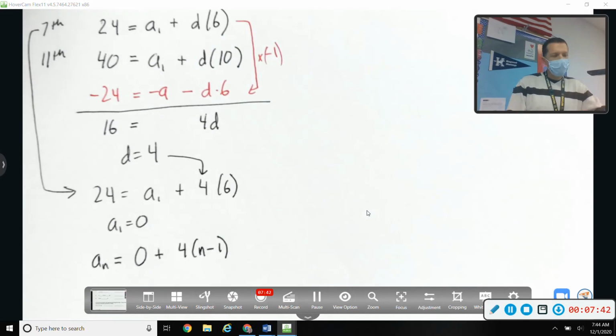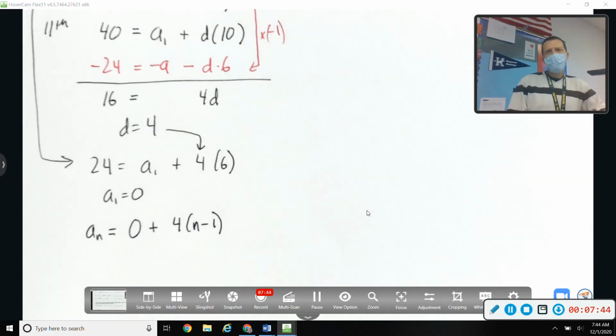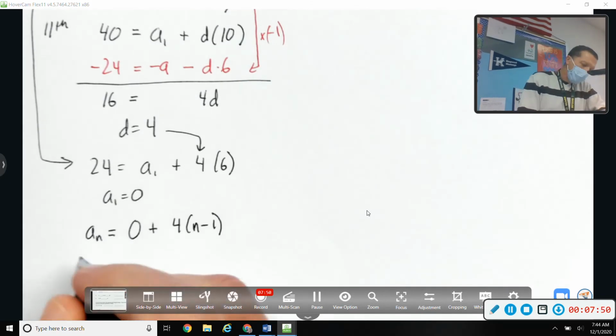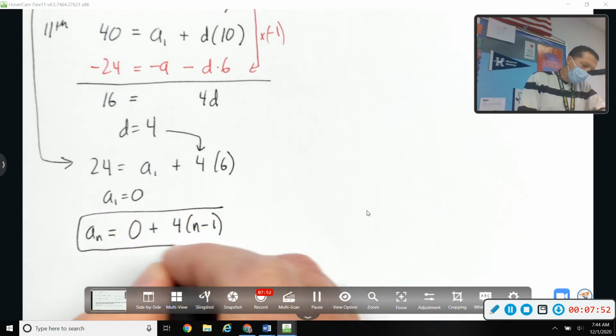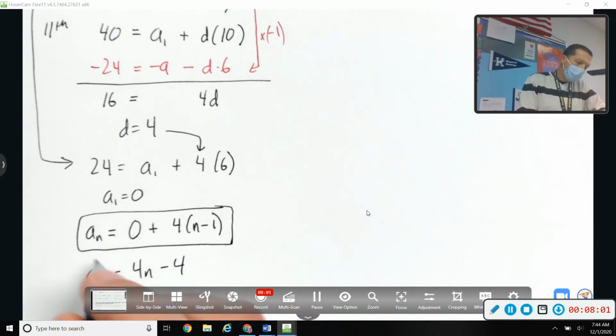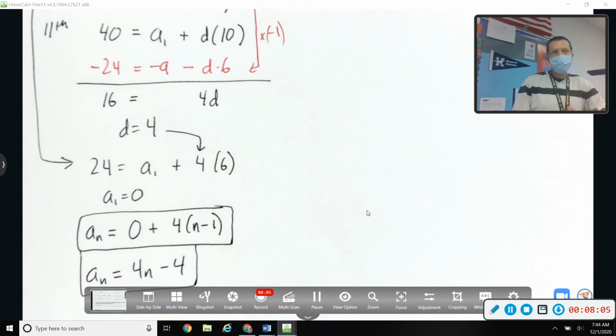And again, you can leave it like that if you like. Maybe that looks weird, but it's the format that's easy to tell what A1 and what D is. So that is an okay answer. If it bugs you and you feel like you need to distribute and collect like terms, especially with the 0 sitting there, then you could change it to 4n minus 4. Either one is okay. It's the same thing, it's just written differently.